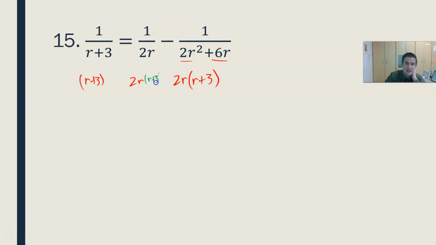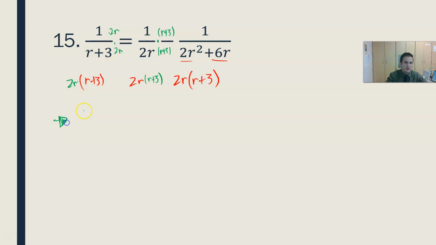So here I need to multiply by r plus 3, here I need to multiply by 2r. So all of them will have 2r times r plus 3 as a common denominator. So here in the middle I need to multiply by r plus 3 on the bottom. And if I do that on the bottom, I better do that on the top. Here I need to multiply by 2r on the bottom. And if I do that on the bottom, I better do that on the top. See that? So I'm going to go ahead and do all that math here.